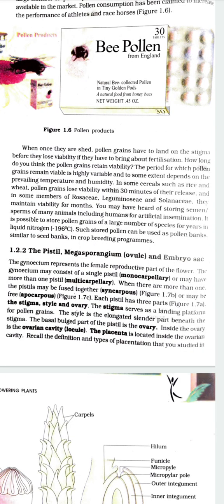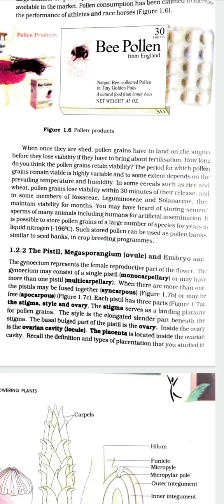Like us human beings, pollen grains also have a lifespan. In rice and wheat, pollen grains lose viability, that is their effectiveness period, within 30 minutes of release. And in some members of Rosaceae, Leguminosae and Solanaceae, they maintain viability for months.